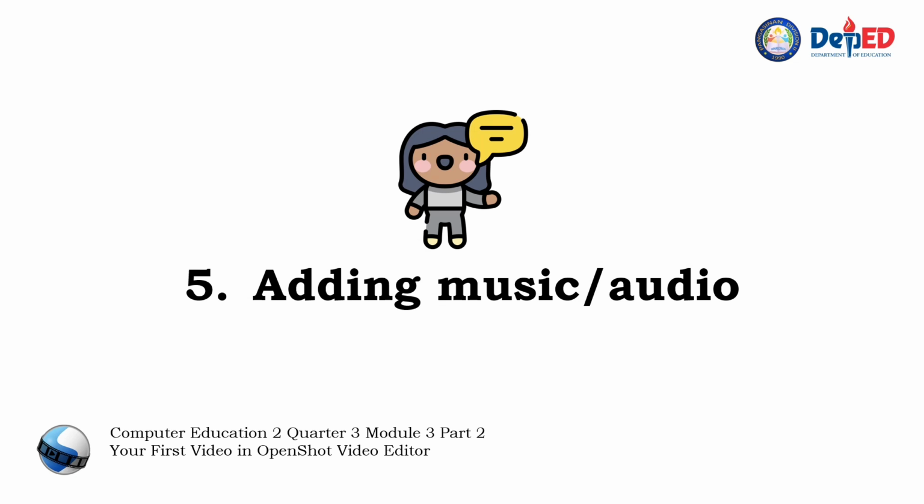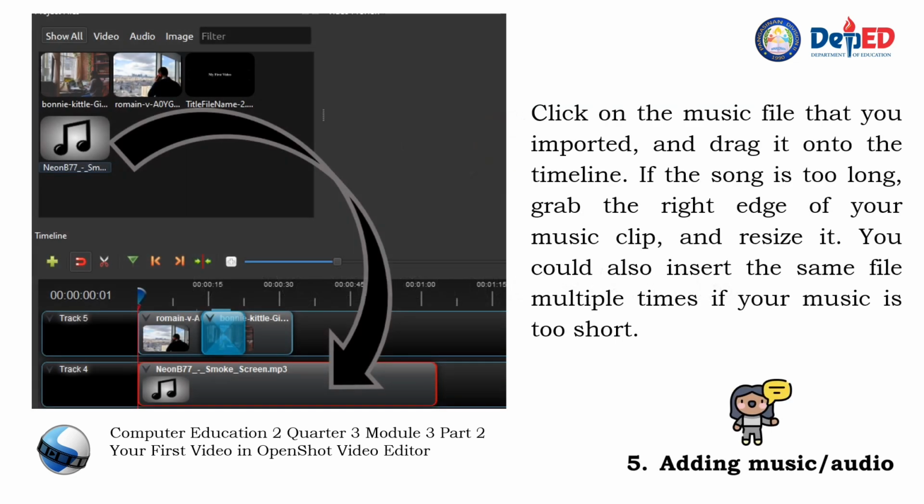Adding music or audio. To make our creation more interesting, we need to add some music. To add some music, click on the music file that you imported and drag it onto the timeline. If the song is too long, grab the right edge of your music clip and resize it so that it could be smaller. You could also insert the same file multiple times if your music is too short.